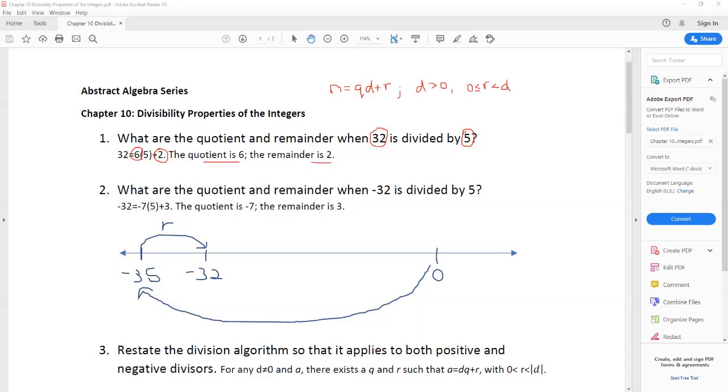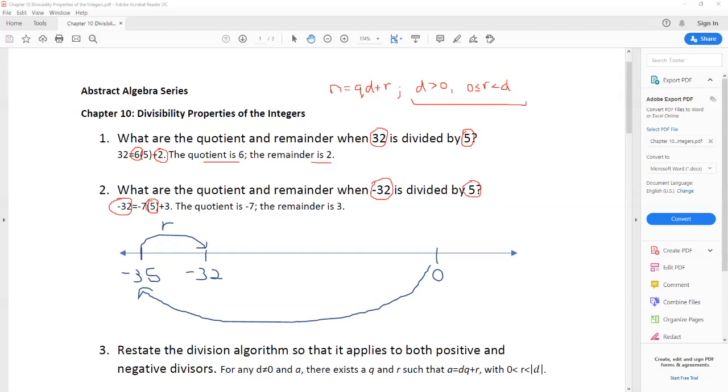So if we stick to the division algorithm outright, here n is going to be negative 32. And if we're dividing by 5, again, 5 is the divisor. So I'll have negative 32 in place of n. 5 is the divisor. But if you look at the restrictions in the division algorithm, R has to be greater than or equal to 0 and less than D.